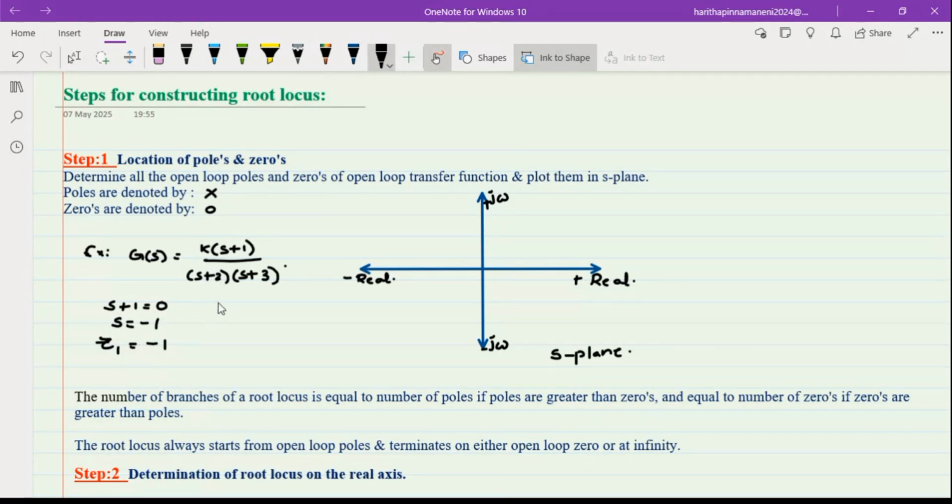Next, equate the denominator to 0. s plus 2 is equal to 0. Then s is equal to minus 2. So pole number 1 is minus 2. Next, s plus 3, equate it to 0. Then s is equal to minus 3. So pole number 2 is minus 3. We have one zero and two poles in the given transfer function. Now denote these poles and zeros in the S-plane.